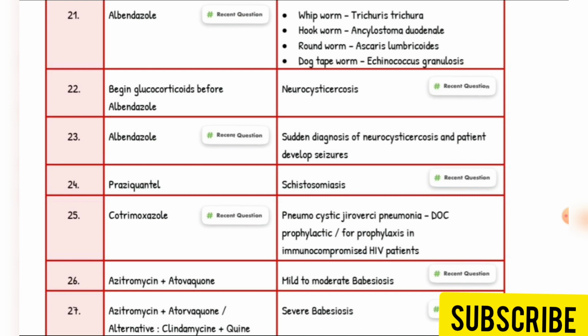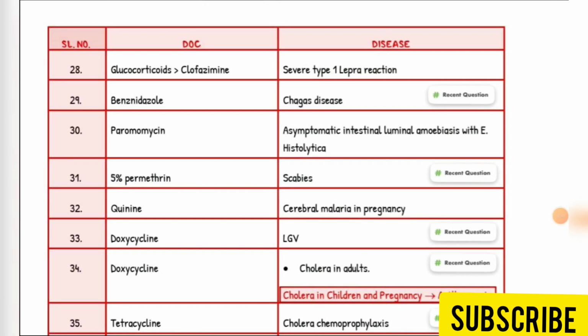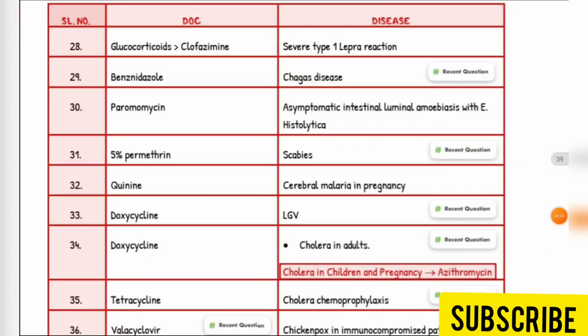Mild to moderate babesiosis, drug of choice azithromycin plus atovaquone. Severe babesiosis, drug of choice azithromycin plus atovaquone. Alternative clindamycin plus quinine. Type 1 lepra reaction, drug of choice glucocorticoids, then clofazimine. Severe type 1 lepra reaction, drug of choice glucocorticoids or clofazimine. Chagas disease, drug of choice benznidazole. Asymptomatic intestinal luminal amoebiasis with E. histolytica, drug of choice paromomycin.